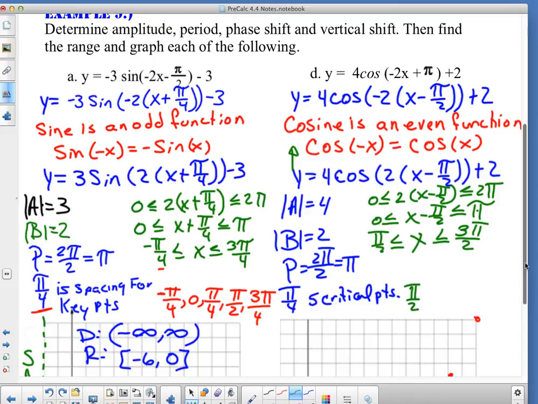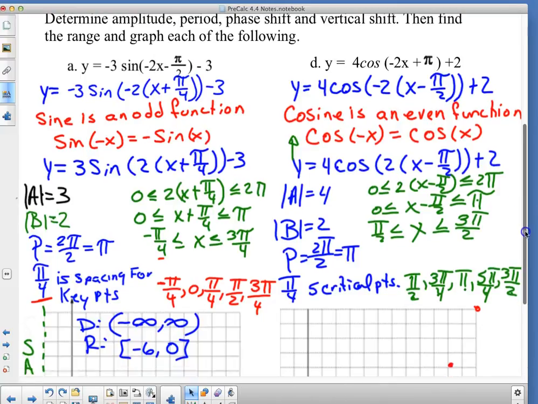I'm going to go to 3 pi over 4, pi, which is 4 pi over 4. Now I got 5 pi over 4, and I got 6 pi over 4, which is, guess what, 3 pi over 2. Okay, so we got our 5 critical values separated by pi over 4.